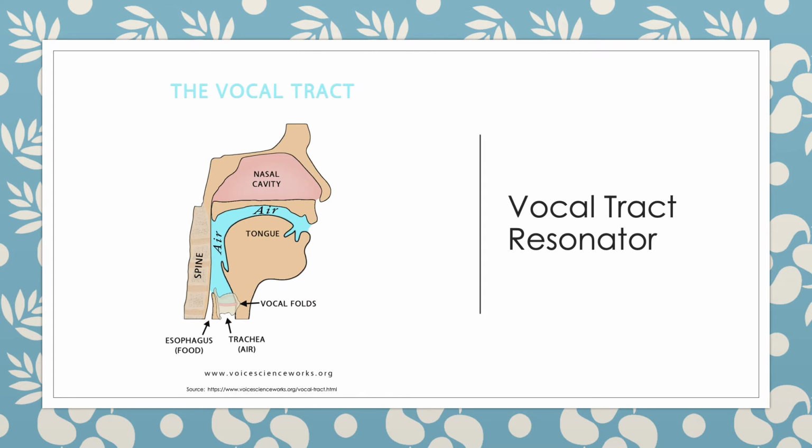The second element is the vocal tract resonator. The vocal tract in humans is composed of the pharynx, larynx, nasal cavity, and oral cavity. Essentially, the vocal tract is a tube filled with air, and that makes it an acoustic resonator. This tube is closed at the glottis and open at the lips. In other words, it's closed at one end and open at the other end, making the vocal tract a quarter wave resonator. With this type of resonator, the lowest resonant frequency's wavelength is 4 times the length of the resonator itself.